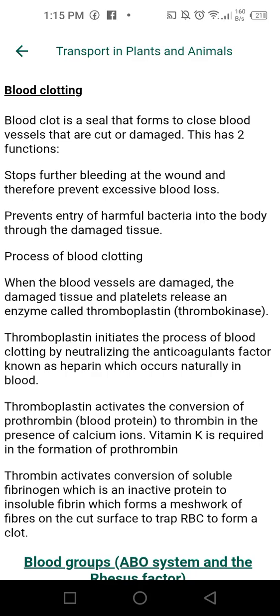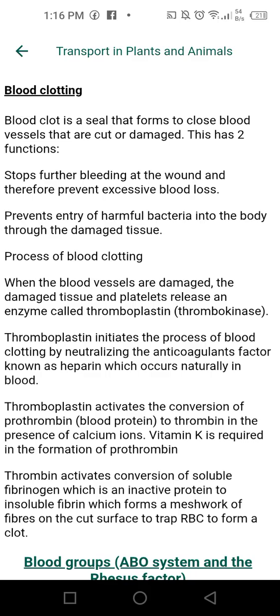Process of blood clotting. When the blood vessels are damaged, the damaged tissue and platelets release an enzyme called thromboplastin, thrombokinase. Thromboplastin initiates the process of blood clotting by neutralizing the anticoagulant known as heparin which occurs naturally in blood. Thromboplastin activates the conversion of prothrombin, a blood protein, to thrombin in the presence of calcium ions. Vitamin K is required in the formation of prothrombin.